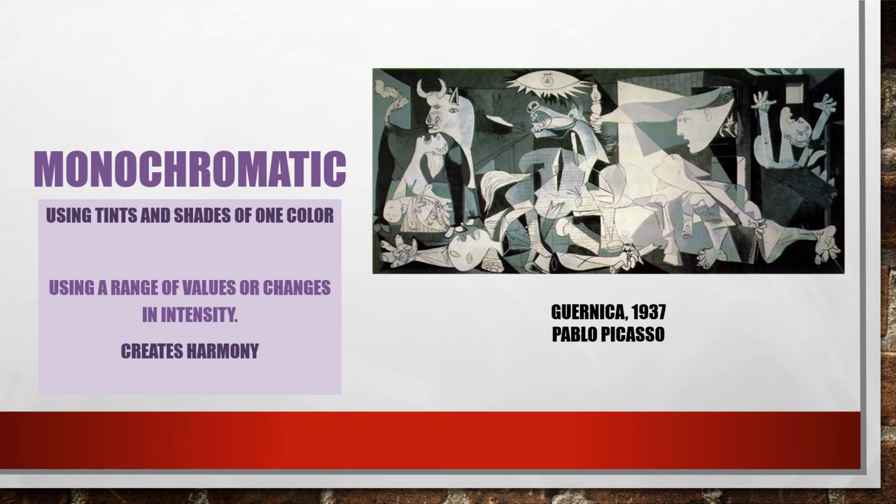Monochromatic color schemes are very harmonious because they use tints and shades of one color. Where tints and shades, remember, are examples of values. So an artist using a monochromatic color scheme is using a range of values or changes of intensity from the one color, so that you can focus on what's happening in the image rather than on how the artist is using the color.